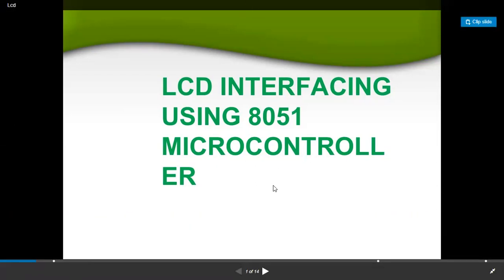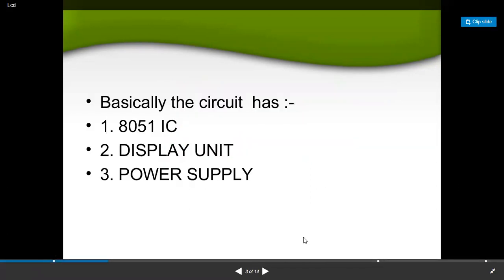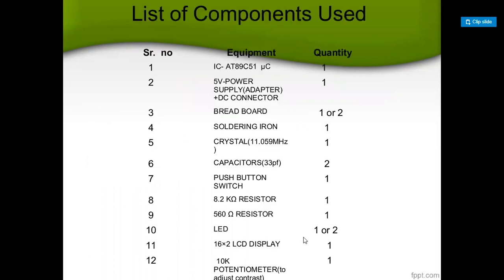Go for next slide. Basically, the unit has an 8051 IC, a display unit, and a power supply. 8051 हमारे पास integrated chip है, फिर display unit है, then फिर power supply है. जो components हमारे यहाँ पर use होंगे, the list of components that are used is: 89C51 microcontroller, 5-volt power supply, breadboard 1 or 2, soldering iron 1, crystal 1, capacitor 2, push button switch 1, and resistors, LCD, LED, and a potentiometer that is adjustable 10 kilo ohm.